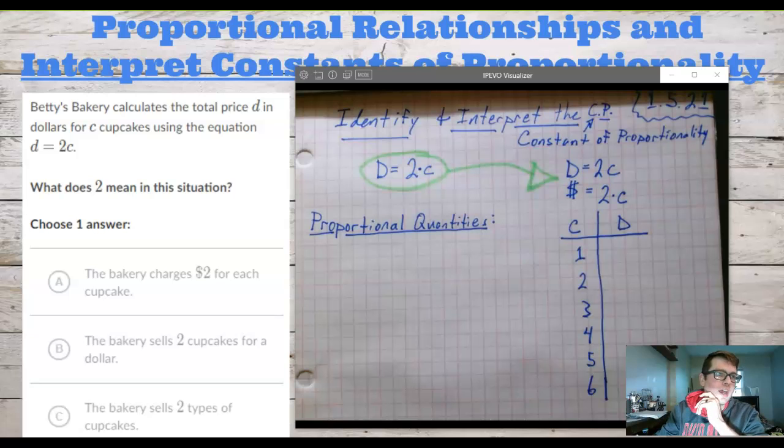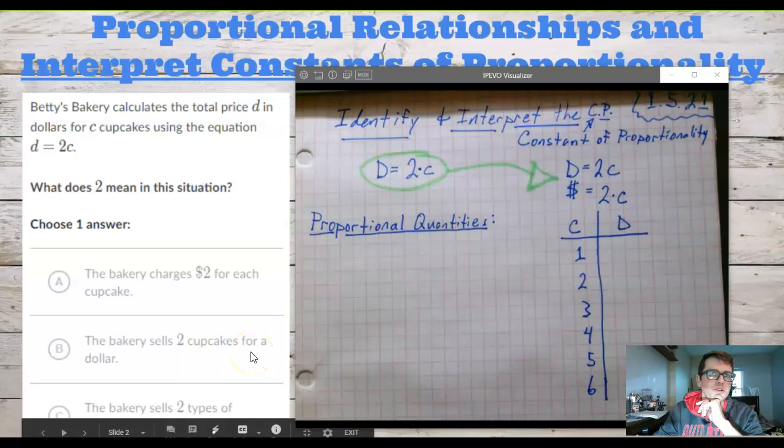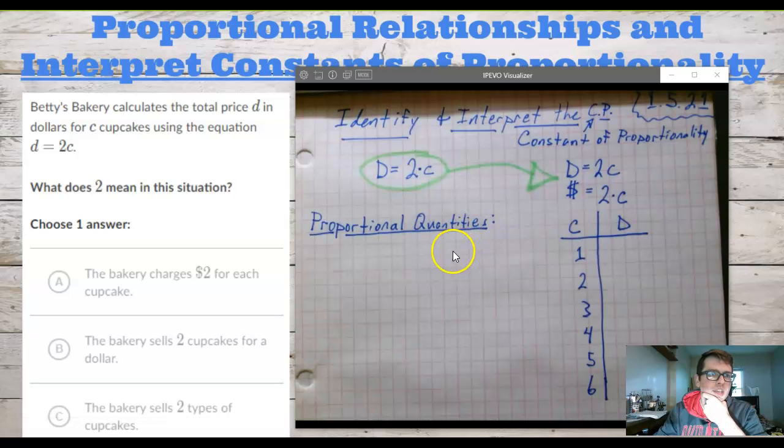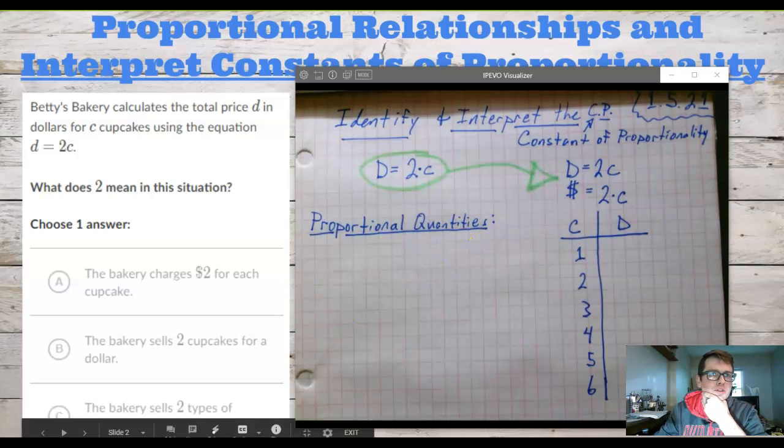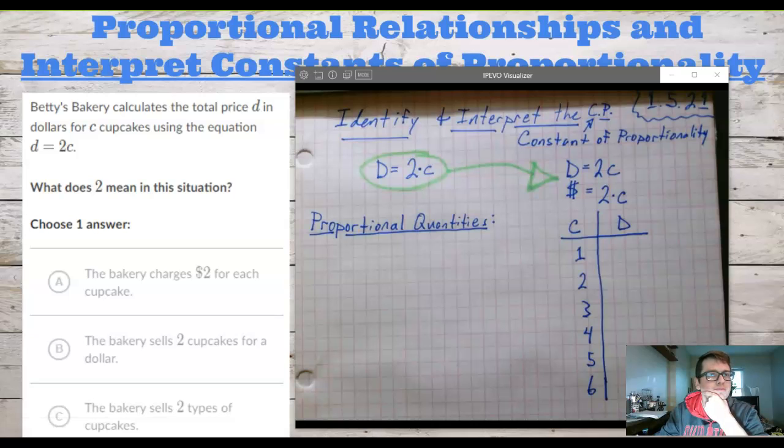Throw in chat. You can either put it to me privately or to everyone. What do you think are some properties of proportional relationships, which then result in proportional quantities? What do you think happens with proportional relationships? Throw it in the chat either to everyone or just to me. And then we're going to fill in some notes based off that.